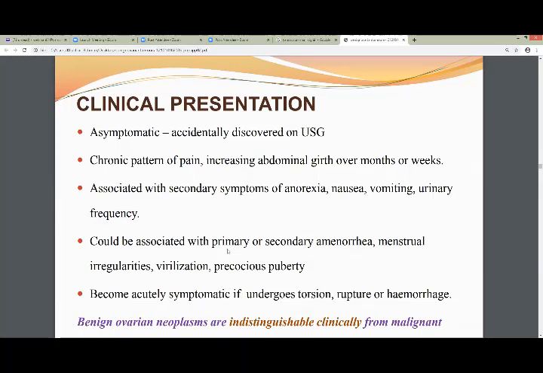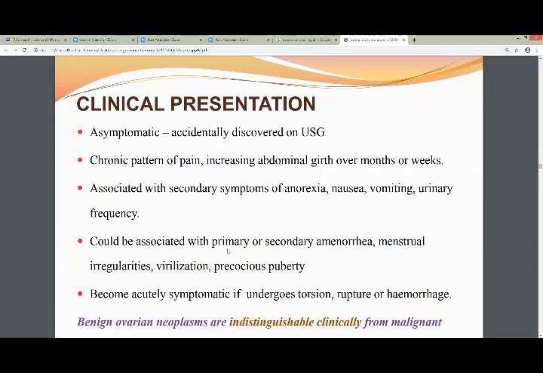An asymptomatic patient may be accidentally discovered on ultrasonography; that can be a clinical presentation. The patient came for other routine evaluation, and the incidental finding of a cyst was on a pelvic scan. There can be a chronic pattern of pain or increasing abdominal girth over months or weeks in case of benign tumors. Secondary symptoms can be anorexia, nausea and vomiting, and urinary frequency because of the close proximity of the ovarian structures to the bowel and the urinary bladder.